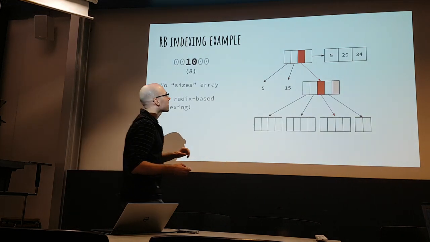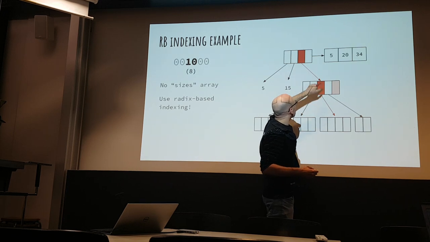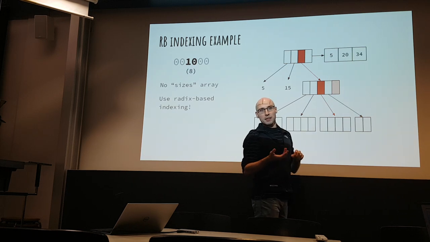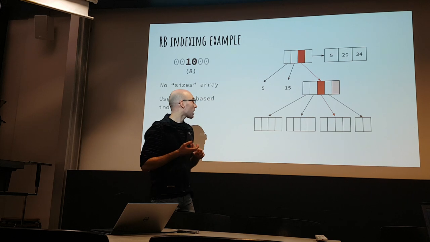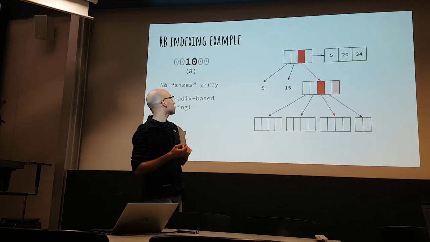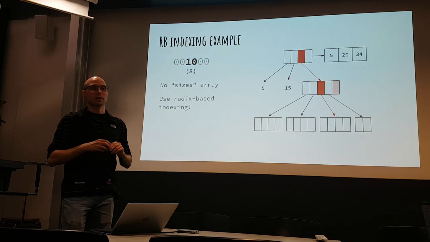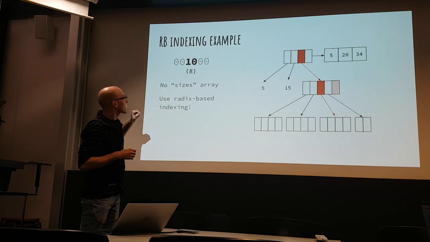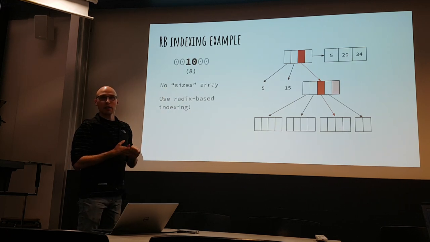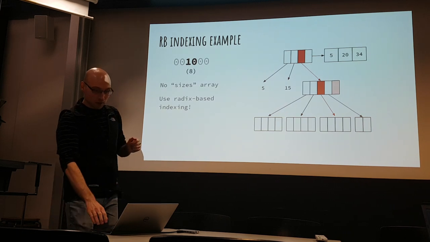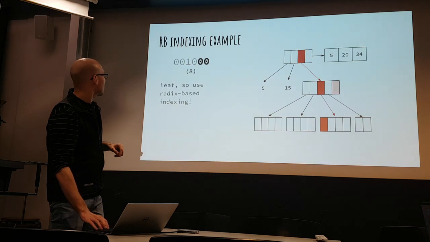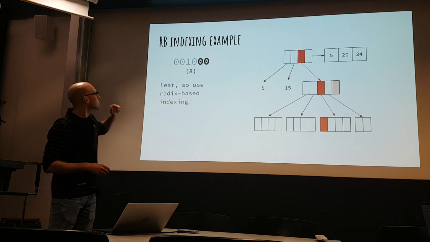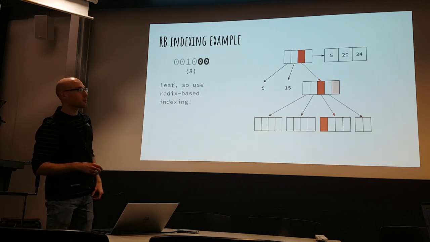Here there is still the same kind of node as before, but there is no side array with the extra sizes. That's how we represent that it doesn't need it. And so we can switch to our standard previous way of doing indexing, which is this Radix-based trick of looking at the two bits and selecting the element in this array based on that. And that gives us the third element. And we get a leaf, and leaves are always considered full, so we can just take this zero element, then zero, and we're done.